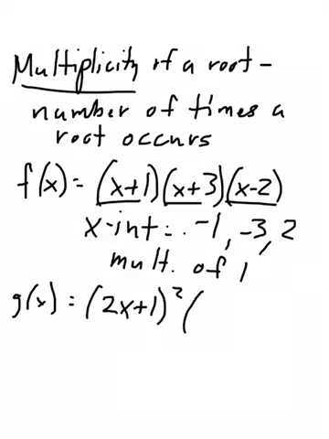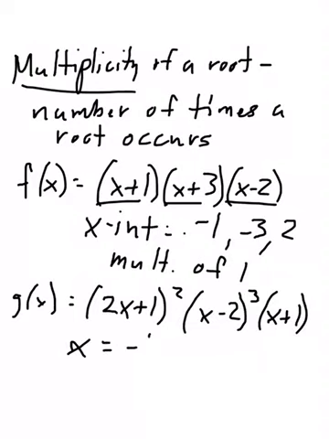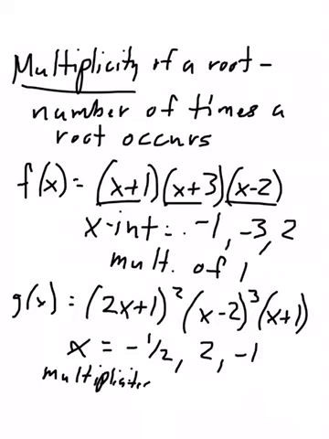Let's take another polynomial, g of x, and let's say this one has a factor of (2x plus 1) squared, (x minus 2) to the third, (x plus 1). So this time we have x-intercepts of -1/2, of +2, and of -1. Their multiplicities: the multiplicity of the -1/2 was 2 because 2x plus 1 had an exponent of 2 on it. That was a factor twice, so that gives us that root of -1/2 twice.